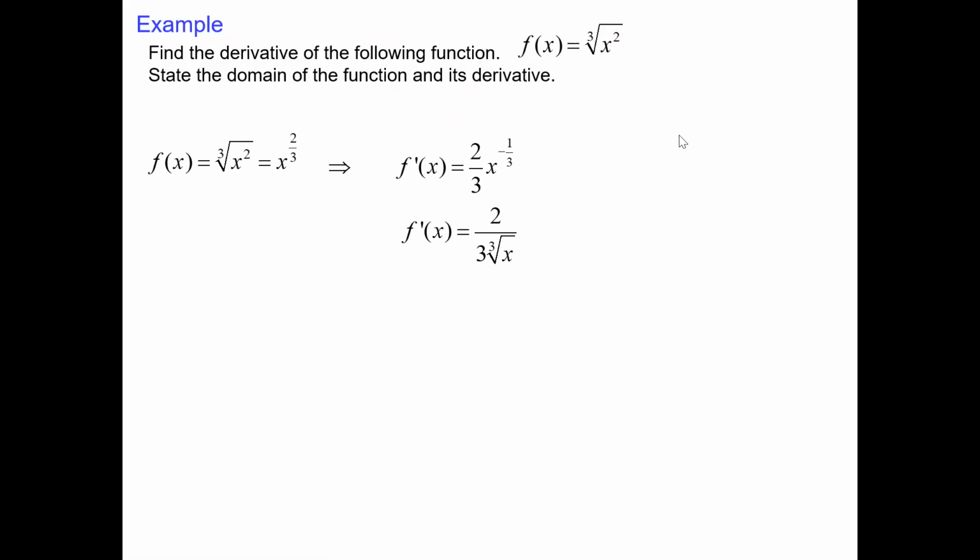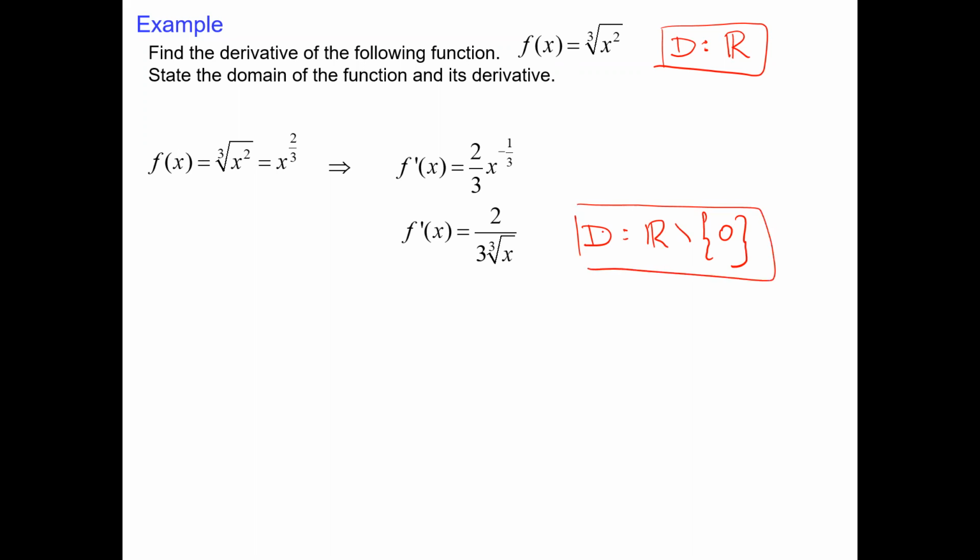That means we may notice the cube root of x squared can actually, even better, take any real numbers. However, the domain of the derivative will be all of the real numbers except 0, since we end up having x in the denominator. So this is for the derivative. The top, all of the values, are for the function. That sometimes could happen: the derivative is not defined at 0.